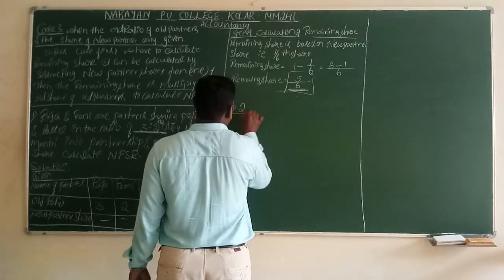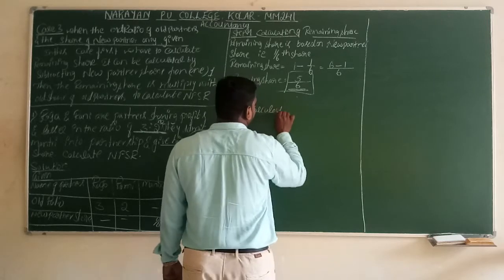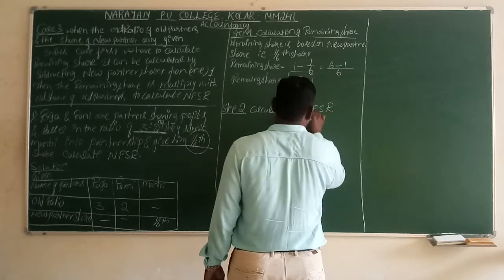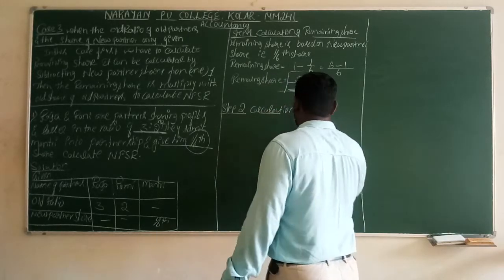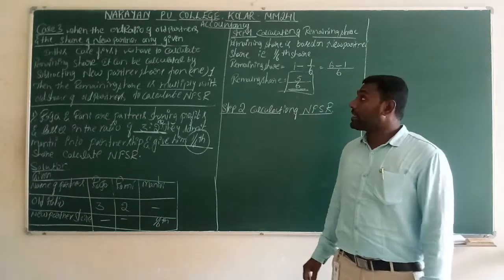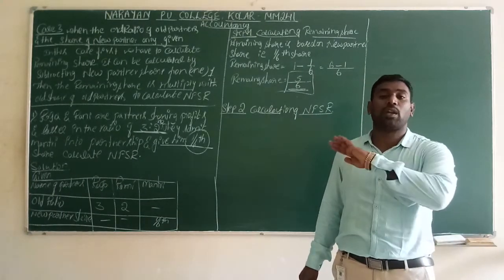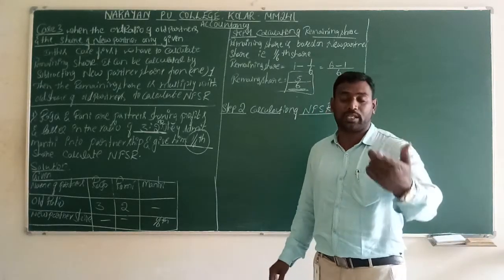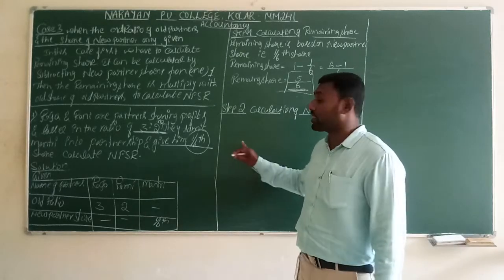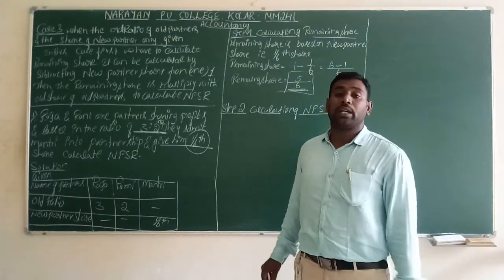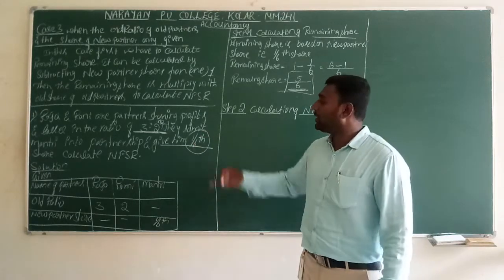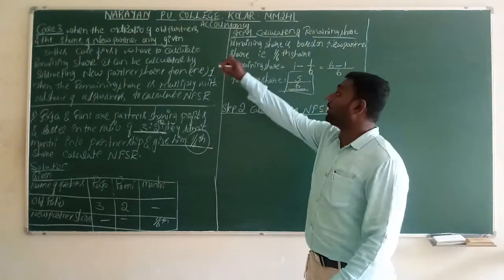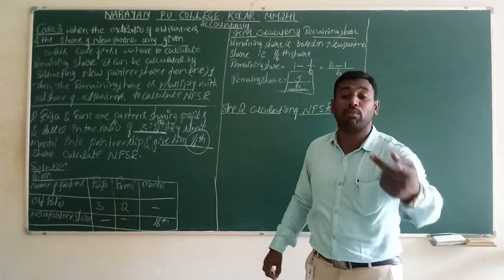Step 2: calculation of new profit sharing ratio. Under case number 3 and case number 4, the direct formula will not be applicable, because the direct formula says old share into share sacrifice. But in case number 3 the question doesn't give the sacrifice ratio. Only the new partner share is given. So here the formula will be changed.